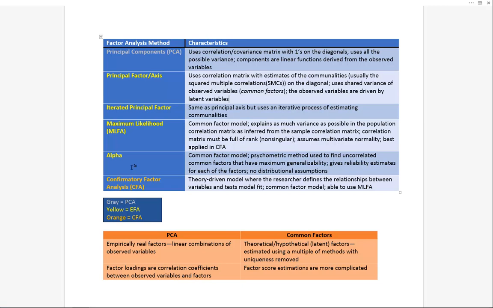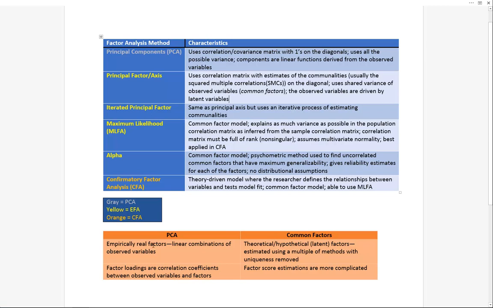Confirmatory factor analysis is a little bit different. This is theory-driven instead of data-driven. It's where the researcher defines beforehand the relationship between the variables and tests the model. In effect, the researcher is imposing his or her model onto the data instead of deriving a model from the data. This is another common factor model, and you're able to use maximum likelihood with this one.